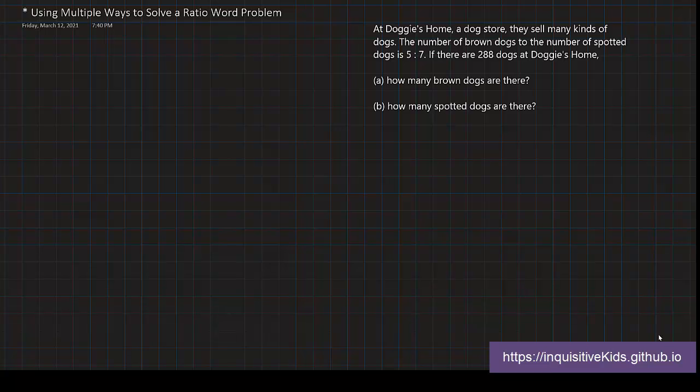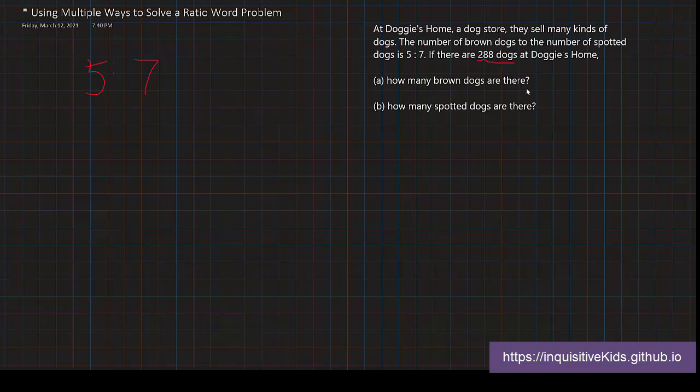Now, let's learn the second solution. First, as always, we collect the information from the problem. The problem tells us that for every single group of dogs that contains 12 dogs, there are 5 brown dogs and 7 spotted dogs. Also, there are 288 dogs at Doggie's Home in total.